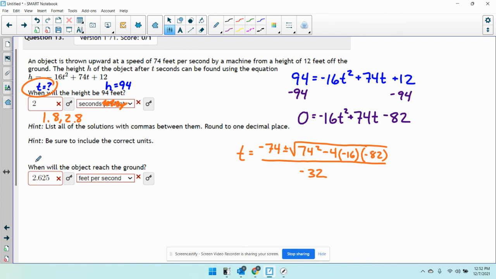When will the object reach the ground? We're still looking for t. It reaches the ground when height is 0. So you'll do the same thing, but set it equal to 0 instead. When you get to this second step, it's just going to look like this. This is still going to be plus 12. You'll do the same thing, but your c will be different, and that'll give you your answer. You will get two answers, one positive and one negative. Make sure to use the positive answer because we're talking about time, which means we're still in seconds.